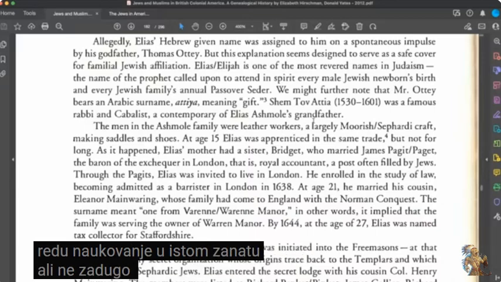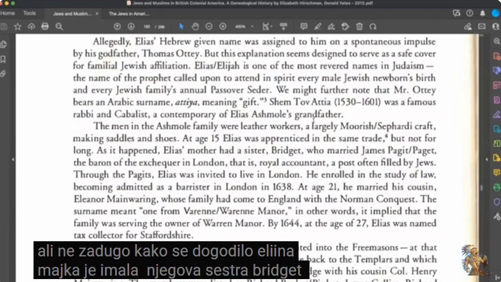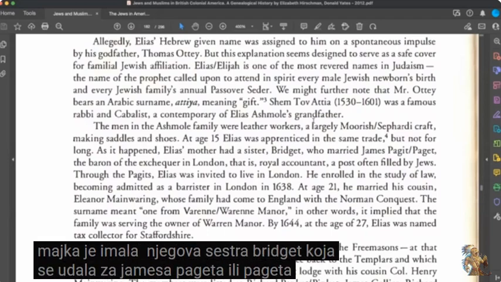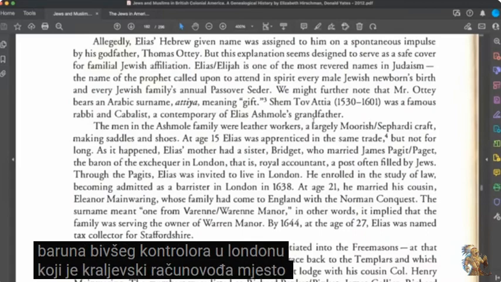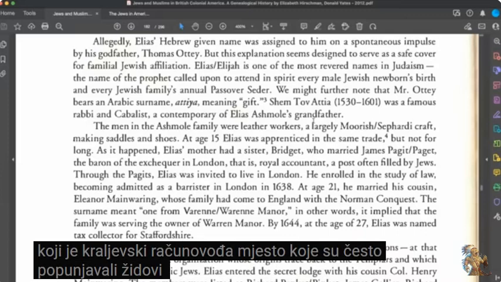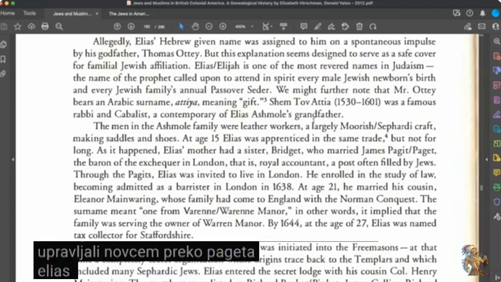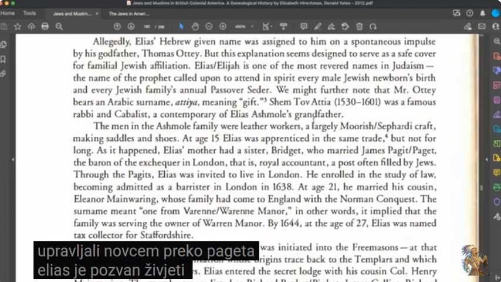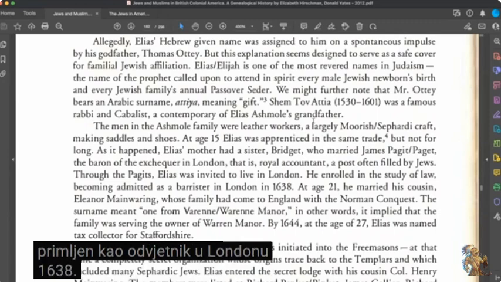But not for long. As it happened, Elias' mother had a sister, Bridget, who married James Paget, the Baron of the Exchequer in London. That is royal accountant, a post often filled by Jews, Sephardic, they handle the money. Through the Pagets, Elias was invited to live in London. He enrolled in the study of law, becoming admitted as a barrister in London in 1638.